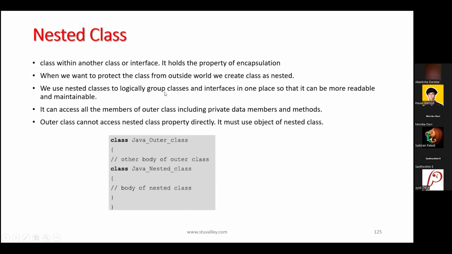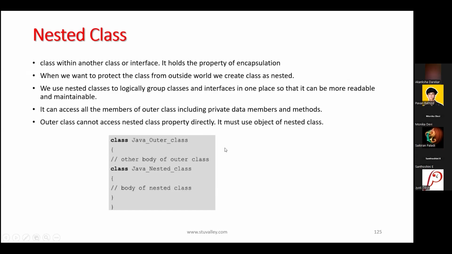We use nested classes to logically group classes or interfaces in one place so that it can be more readable and maintainable. It can access all the members of the outer class, including private data members and methods. So if we are making any private data member, we can use that inside the nested class, because it is considered as a data member of the outer class. But the outer class cannot access the nested class's properties directly. It must use an object of the nested class.